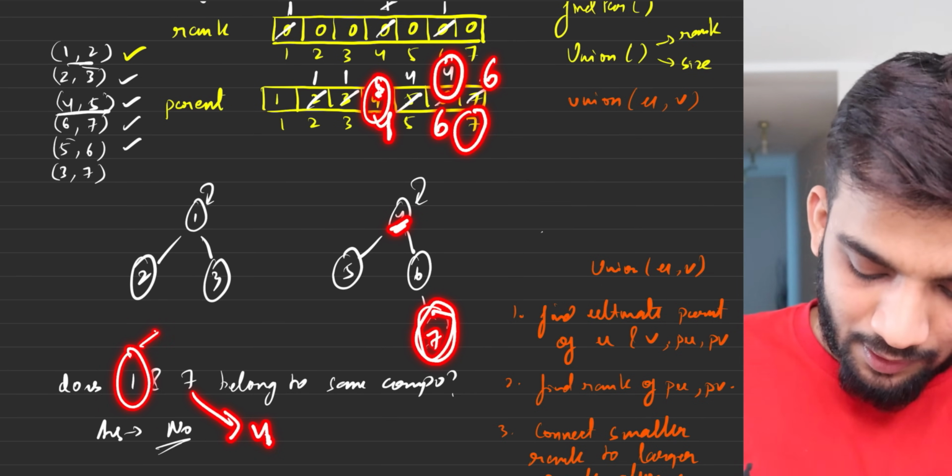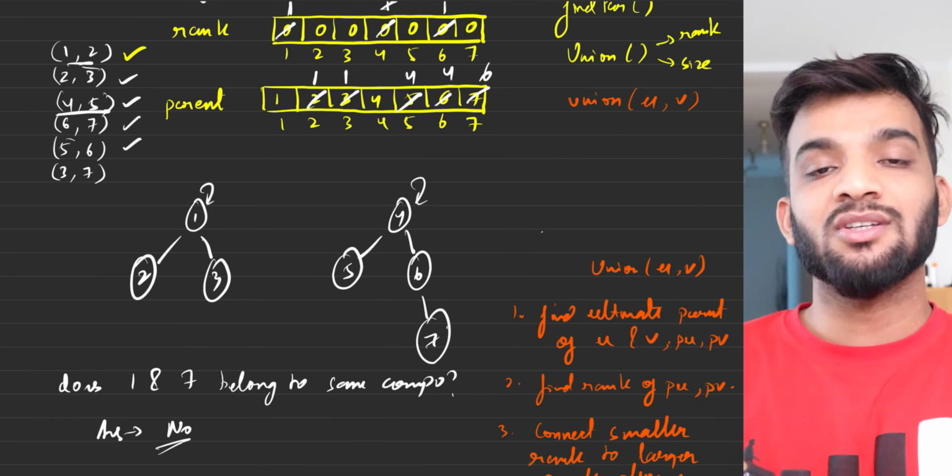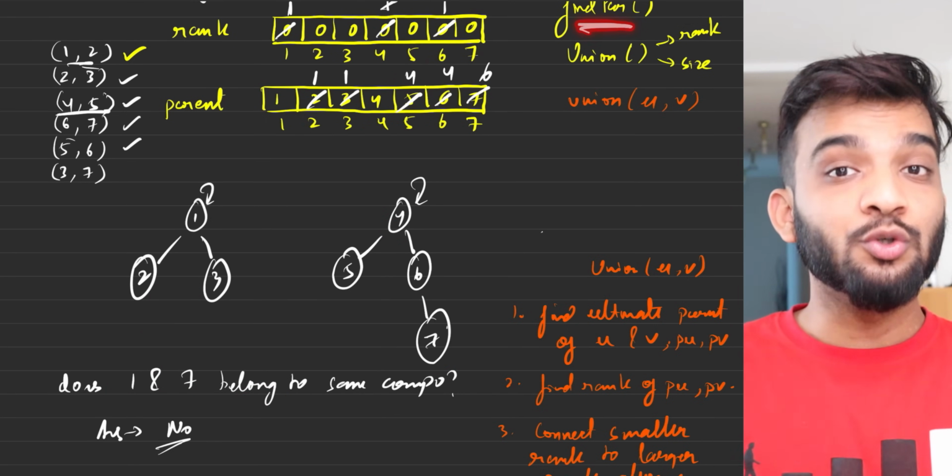And the boss for 1 is 1. So both have different ultimate parents. If both have different ultimate parents, you say they do not belong to the same component. This is the use of find parent.